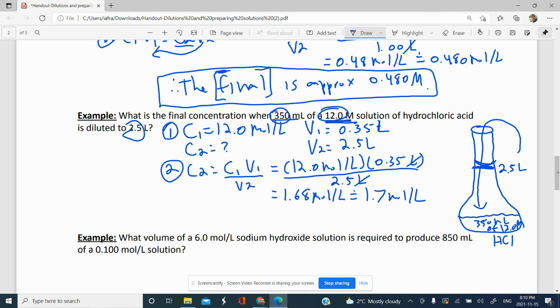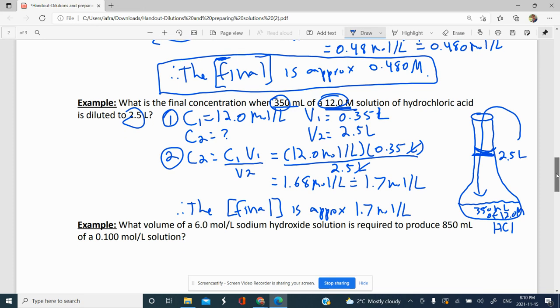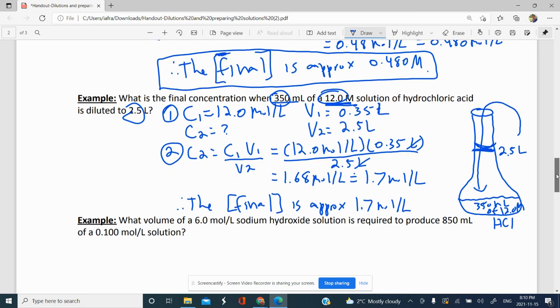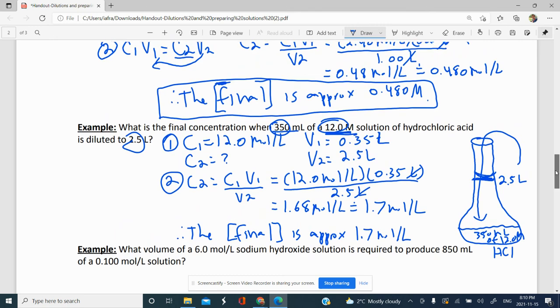And you can write your therefore statement. Therefore, the final concentration, isn't it nice to have shortcuts? Makes it so much easier. Final concentration is approximately 1.7 moles per liter. And so that's our sample problem done for example 2.